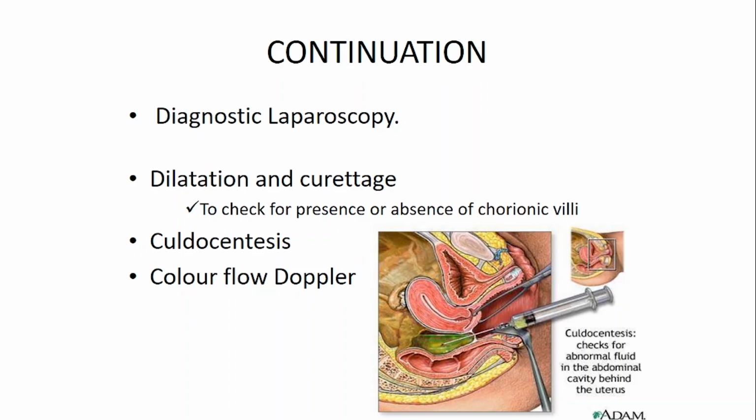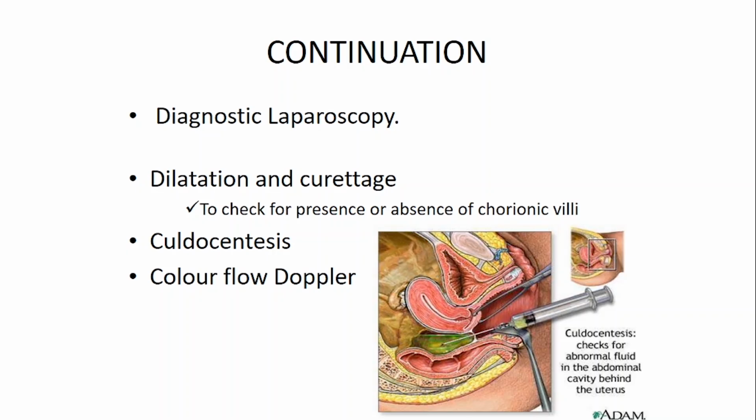Culdocentesis: we know, as I said earlier, that we can aspirate non-clotting blood from the posterior fornix of the vagina. Again, it may be useful if perhaps you don't have the facility for ultrasound but you have the facility for laparoscopy and so forth. So if somebody comes in complaining, and you strongly believe it is an ectopic pregnancy, culdocentesis leads to withdrawal of non-clotting blood.